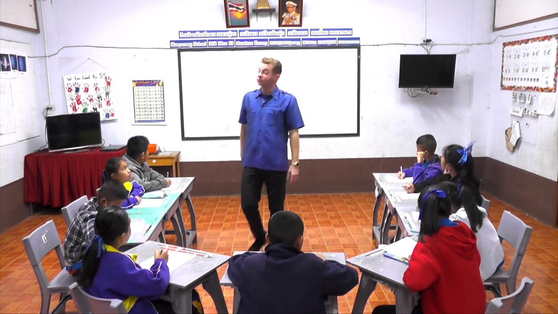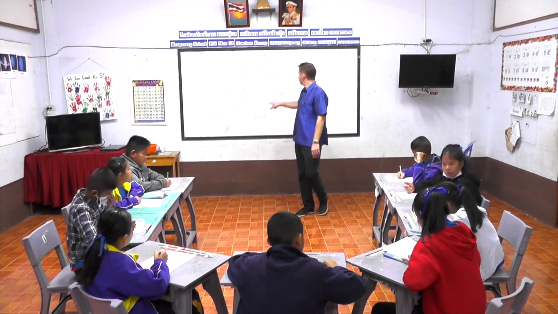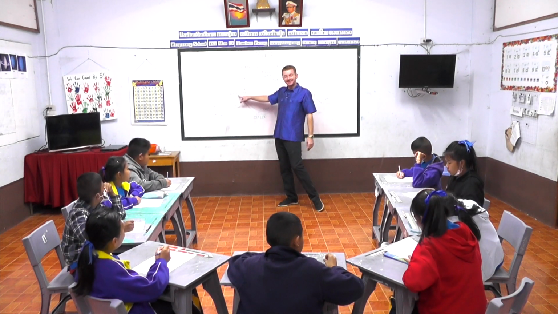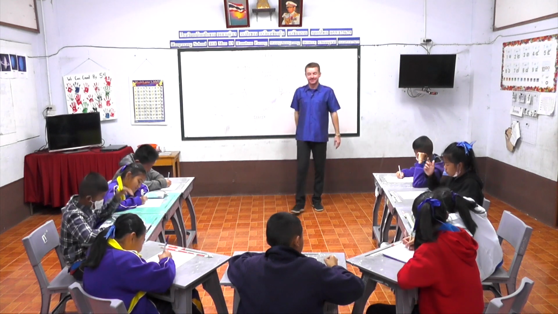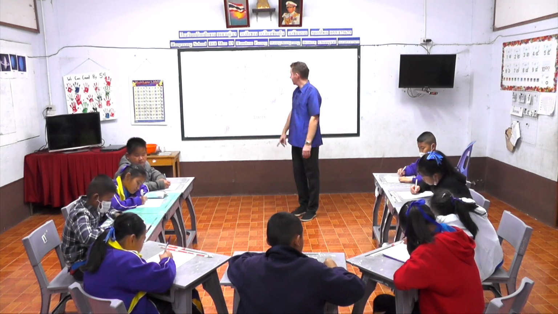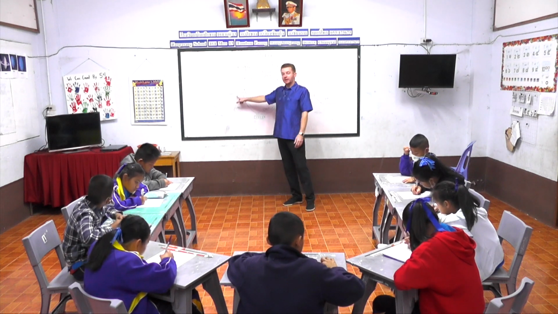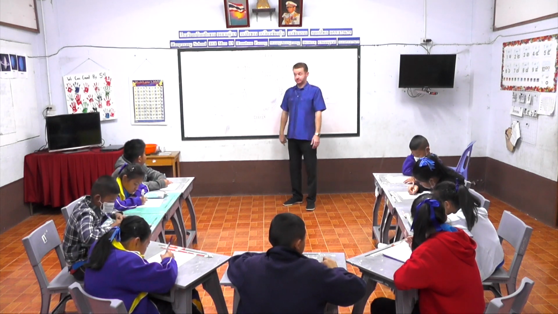So what do you think? What type of angle is a straight angle? Hey, what type of angle is a straight line? Straight angle. Remember, if it's 90 degrees, it's a right angle. Straight line, straight angle.